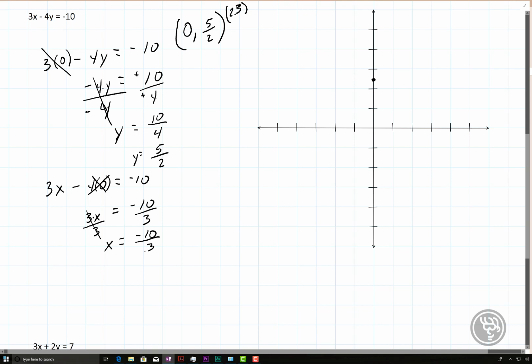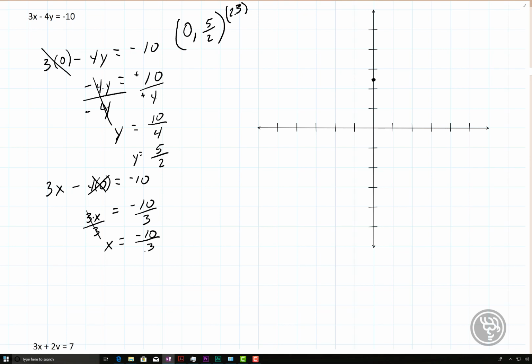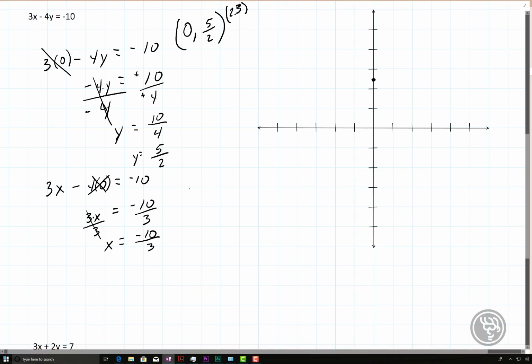So these aren't exact points, but that's the whole idea. I didn't want them to be exact, because sometimes you get stuff that isn't exact and isn't as pretty, but you still need to figure it out. So now we know that your x is going to be 10 over 3, and your y is going to be 0. So this is your y-intercept. This is your x-intercept.